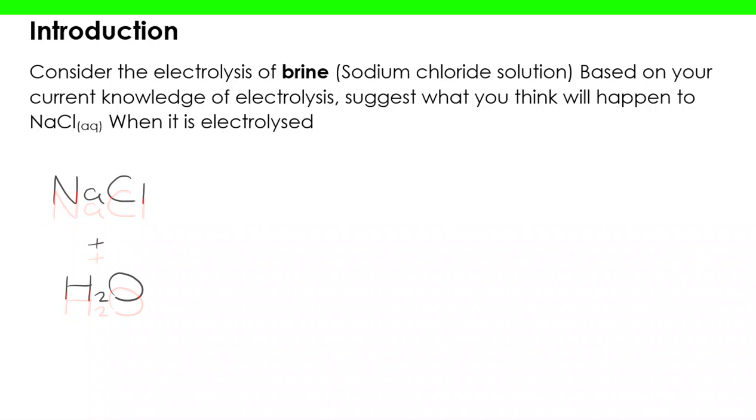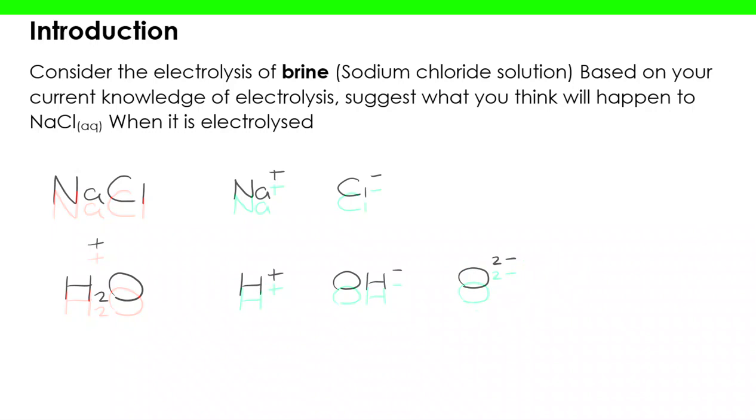Within salt solution, we have got NaCl and we've got H2O. Now, NaCl is made up of Na+ ions and Cl- ions. And if we take a look at water, we know from previous experience that water breaks down into H+ ions and OH- ions. And arguably you could end up with an O2- ion as well, so I've included that.